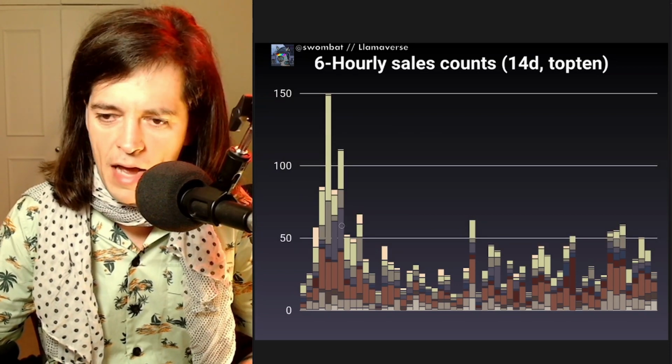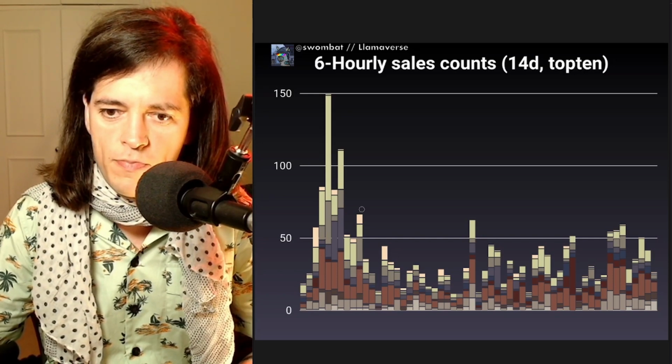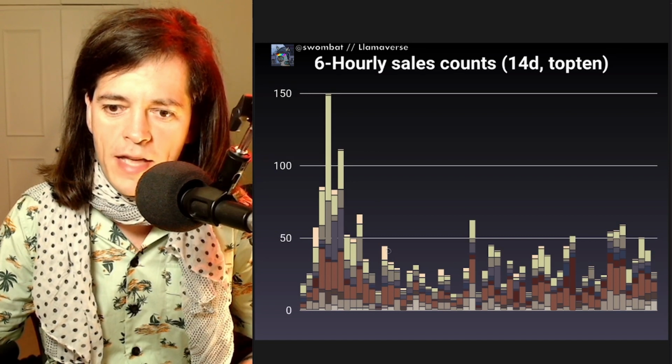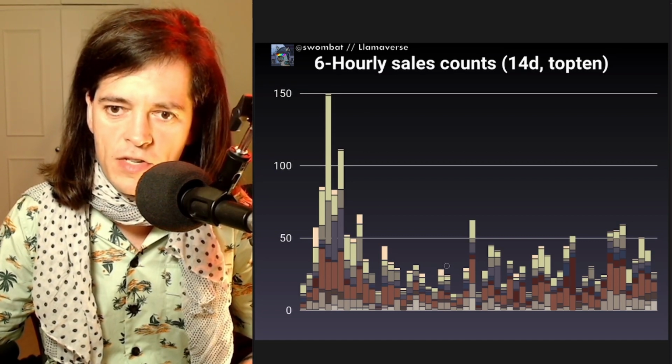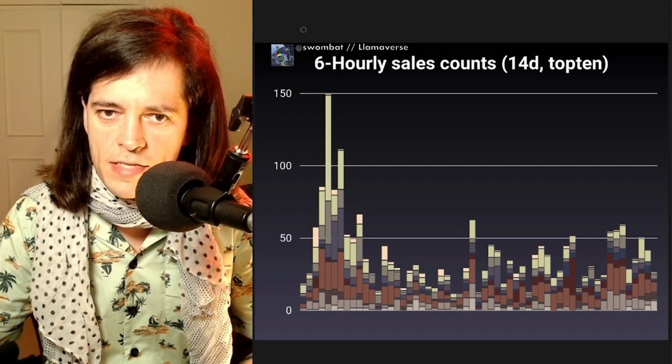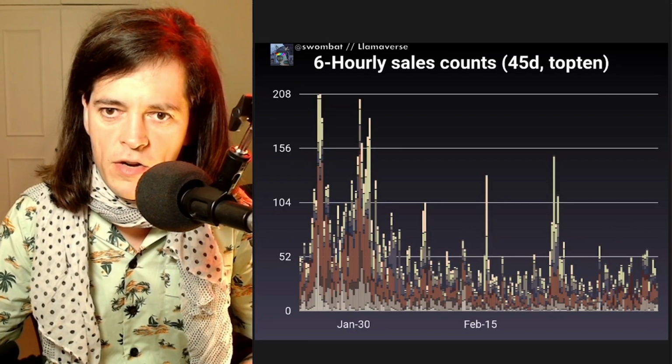Over here, what we have is every 6 hours, the sales numbers for each of those projects added up in a stacked bar chart that tells us roughly how much sales activity is going on across those 10 projects. This is on a 2-week timescale, 14 days, it says at the top. We can also occasionally look at longer timescales.